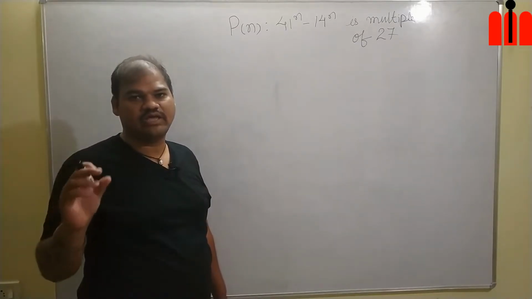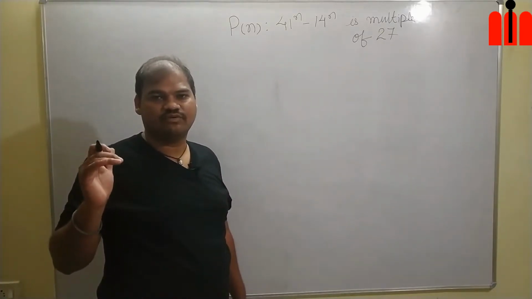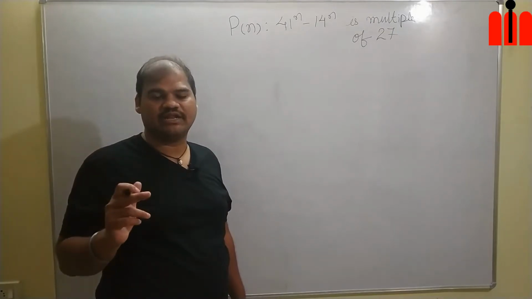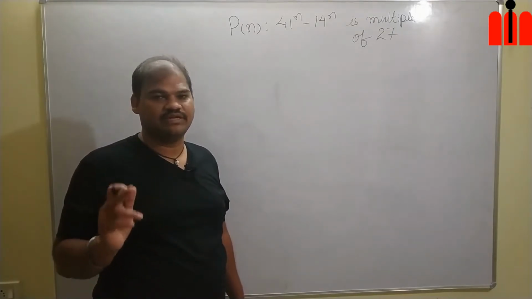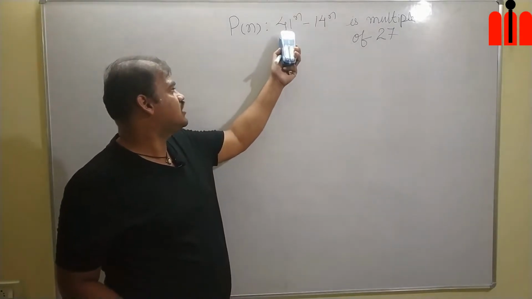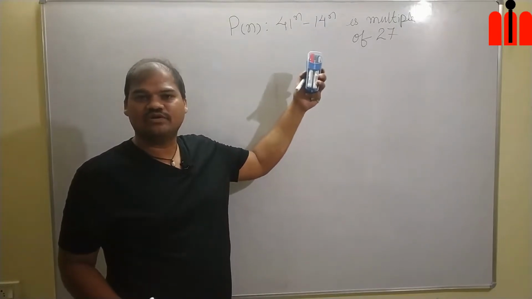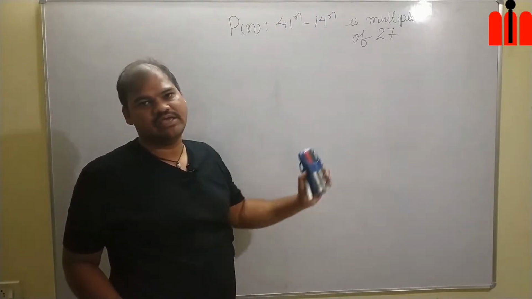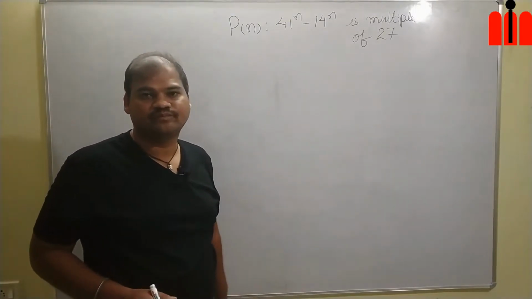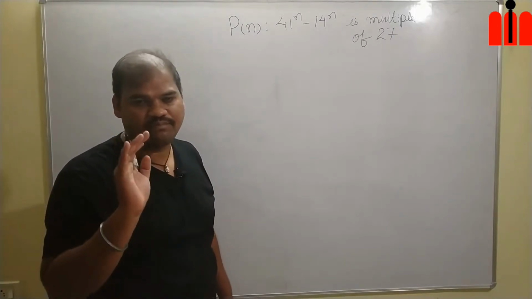If you want to go through the detailed explanation of multiple or divisibility type of problem, you can go back to our category 4 and look into detailed explanation class 1. So it is 41 to the power of n minus 14 to the power of n is equal to 27k. This is what we have to prove now. My principle of mathematical induction is a 3-step procedure.